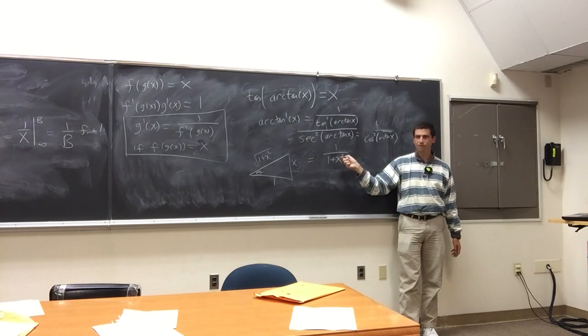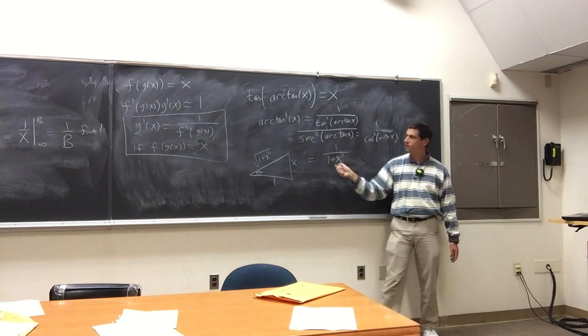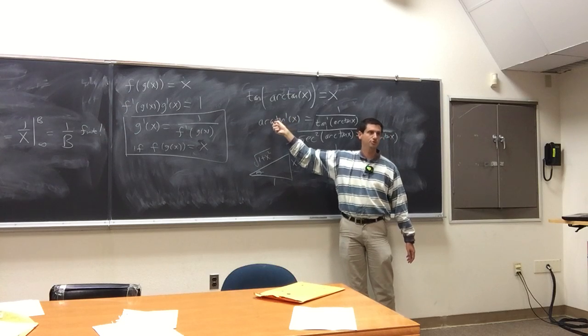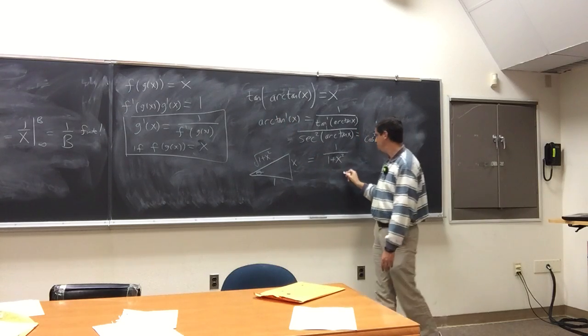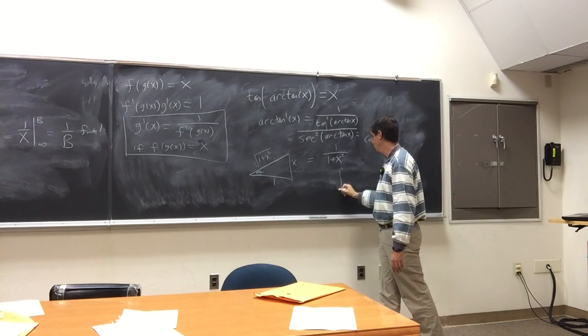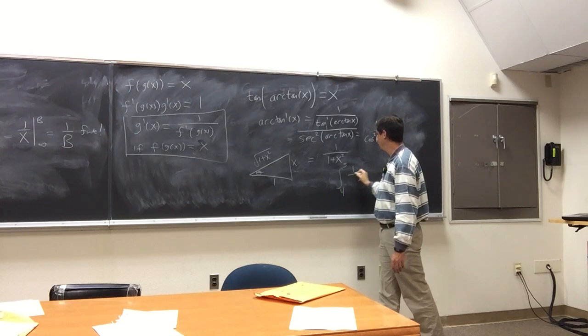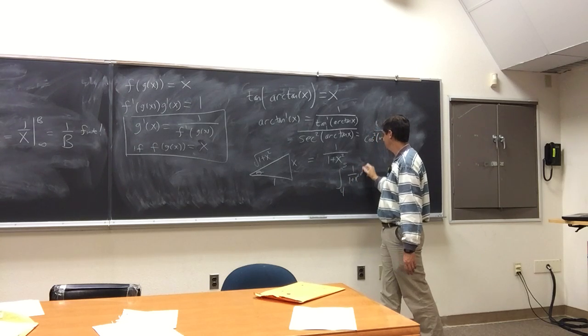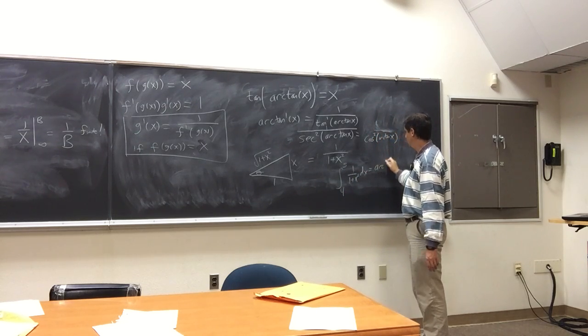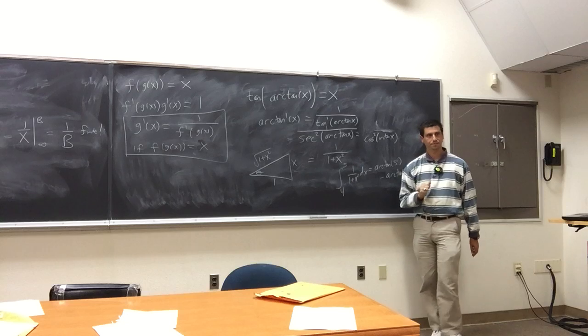So we actually have a nice antiderivative. If I want to know what function has derivative 1 over 1 plus x squared, it's arctangent. We've just shown the derivative of arctangent is this. So if I want to integrate from 4 to 5 of 1 over 1 plus x squared, this would just be arctangent of 5 minus arctangent of 4.